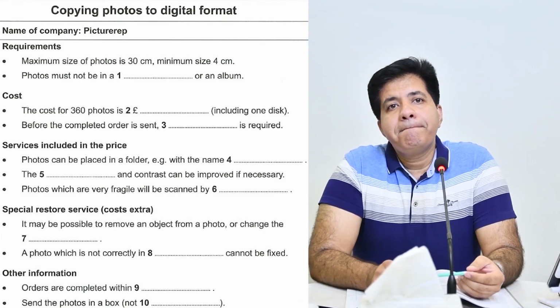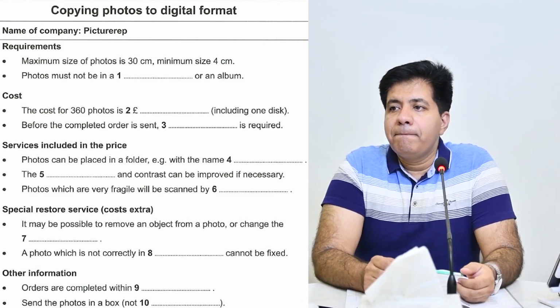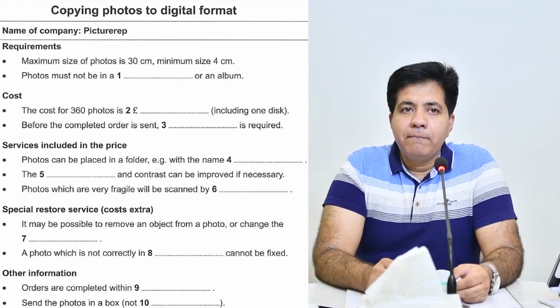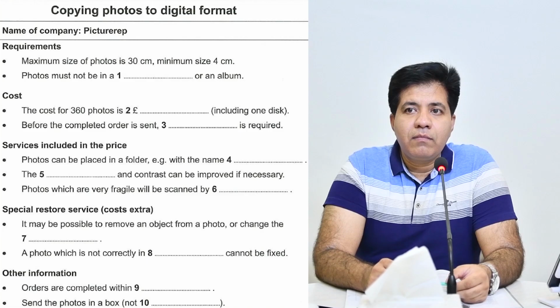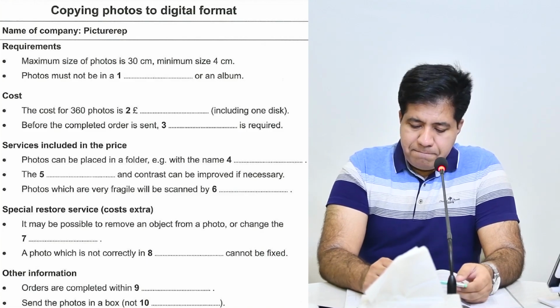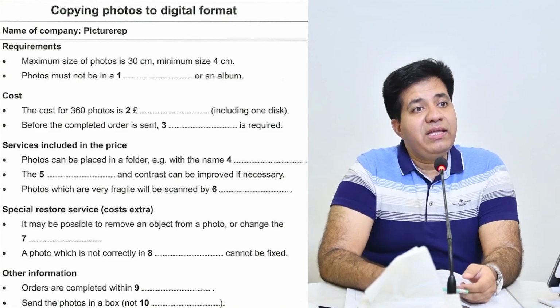Right, well, I'll get the photos packed up in a box and post them off to you. Right. If you've got a strong cardboard box, that's best. We've found that plastic ones sometimes break in the post.